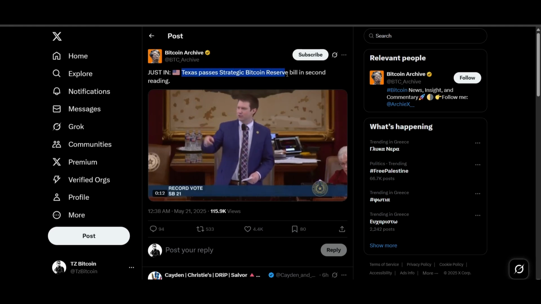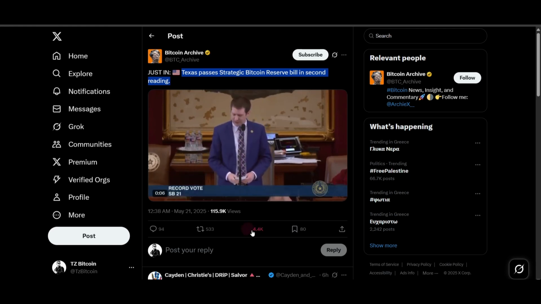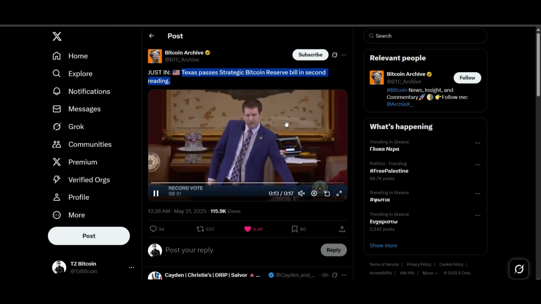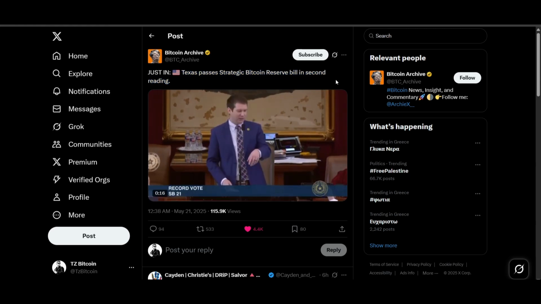Texas passes the Bitcoin reserve bill in second reading. I'm very curious and very excited about this. Soon we will see Texas having a strategic Bitcoin reserve, which is going to be huge.